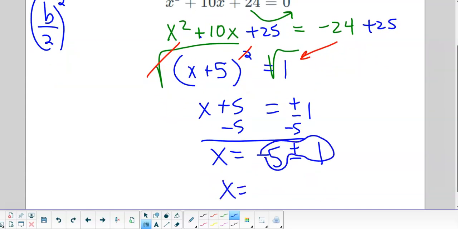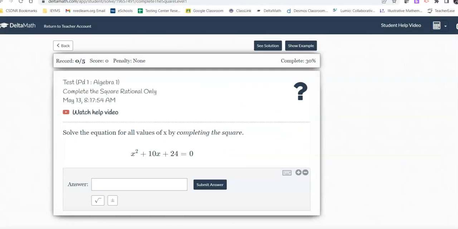-5 plus 1, right? Negative 5 plus 1 is negative 4, and negative 5 minus 1 is negative 6. So my two answers are negative 4, negative 6, and I solved it by completing the square. Once you type a comma, it will open the second value.